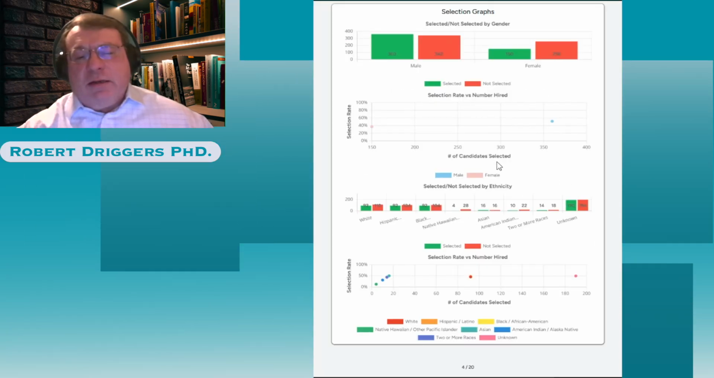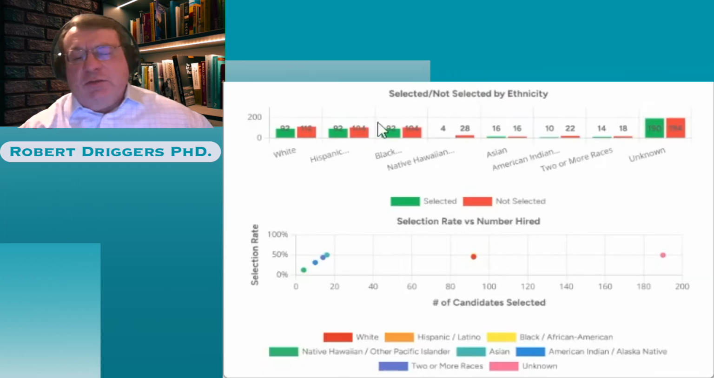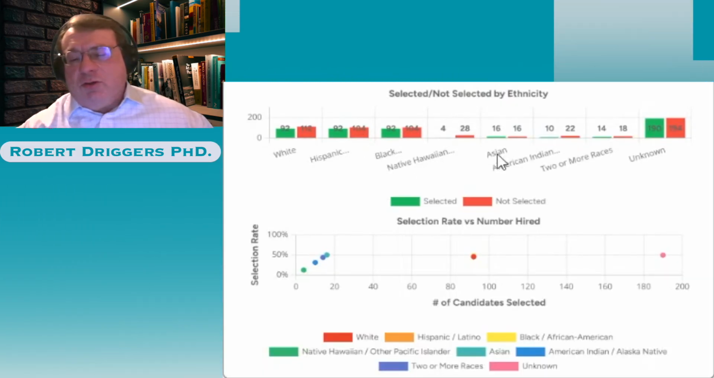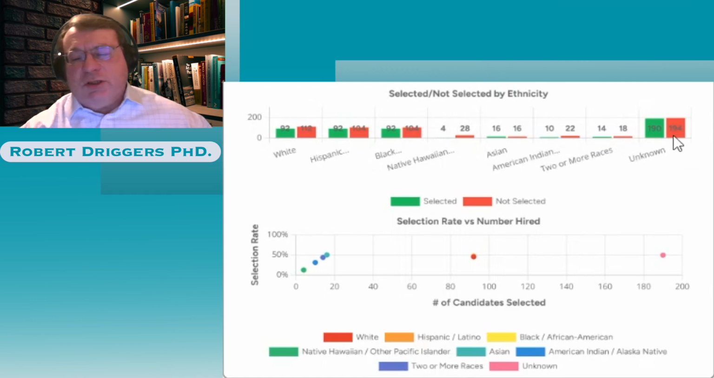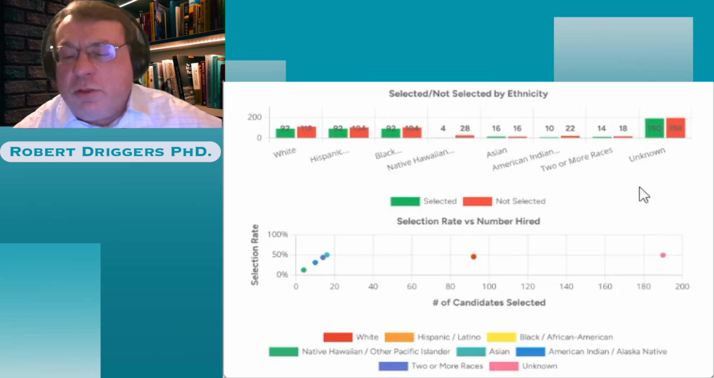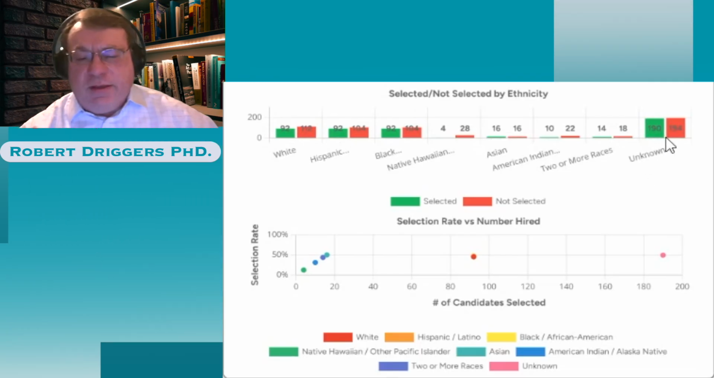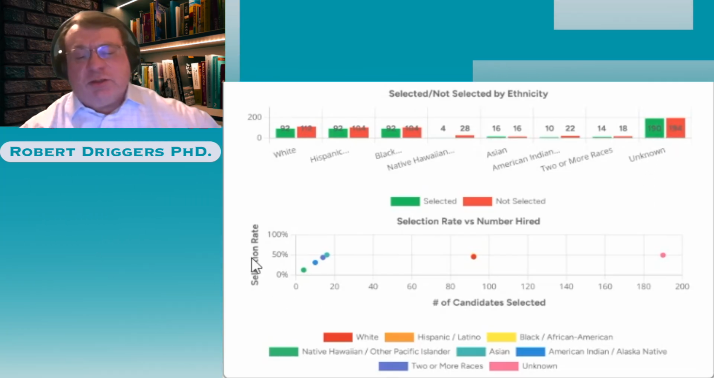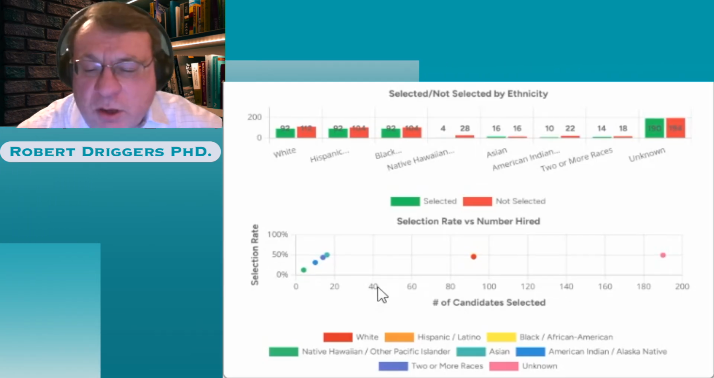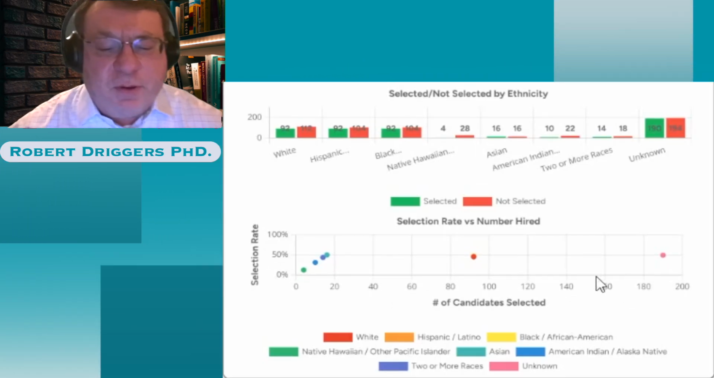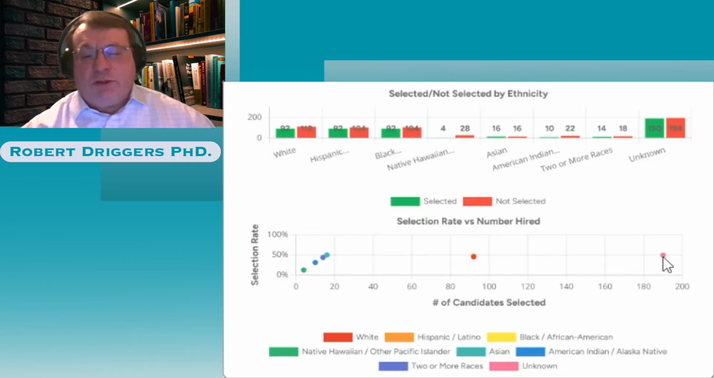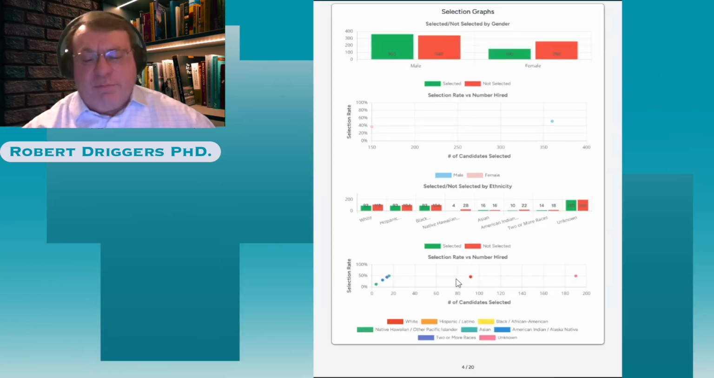Okay, now let's look at selected and not selected by ethnicity. Along the bottom of the chart, you'll see all the different ethnicities, and you can see the selection and non-selection rates. Note the large group of unknowns at the end. The final chart on this page is the selection rate by race. Note that along the bottom, once again, you can see the number of people and the ratios. Note how many whites and unknowns there were in the group. This is reflective of the data above.